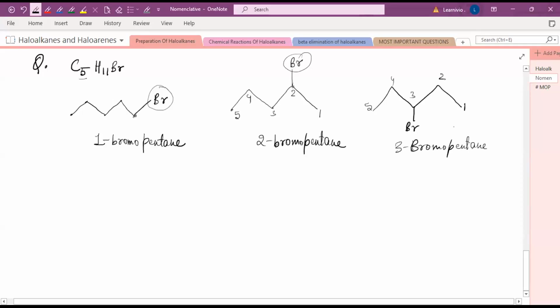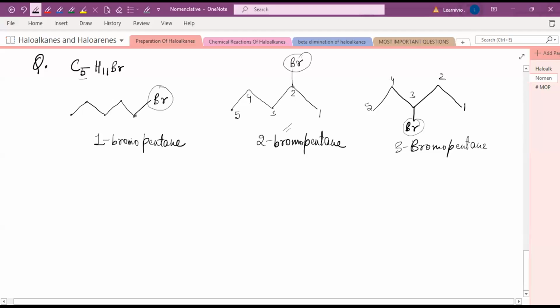Now when you shift this bromine to the fourth carbon position, it will give the same arrangement, just like this 2-bromopentane. It's not a unique arrangement. So that's it for the straight chain with bromo.